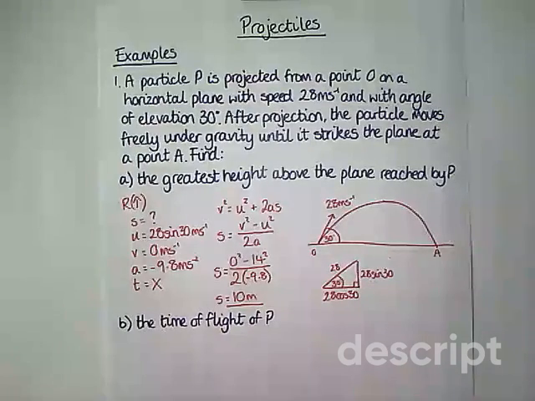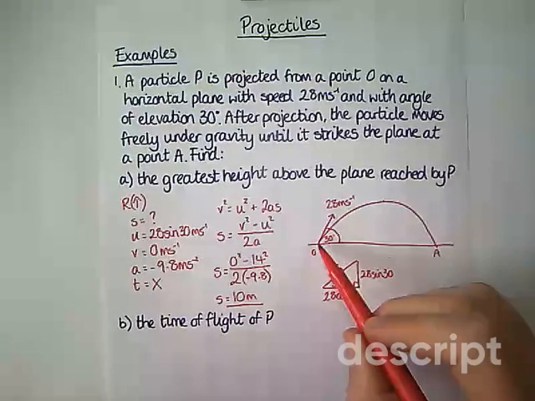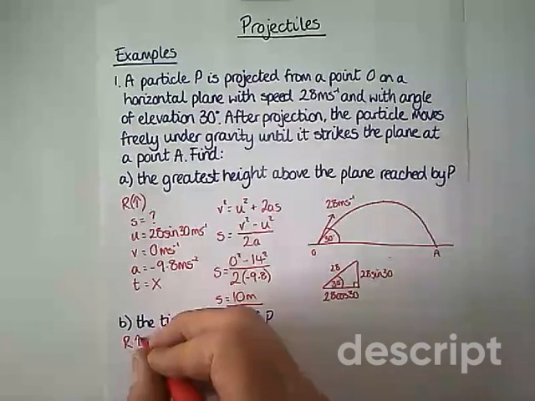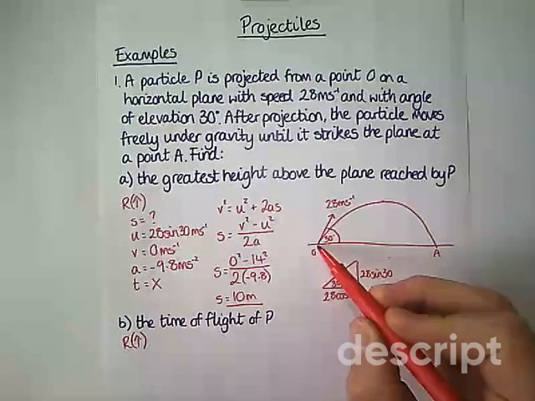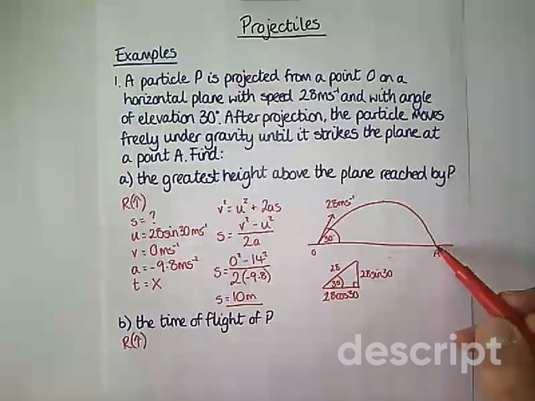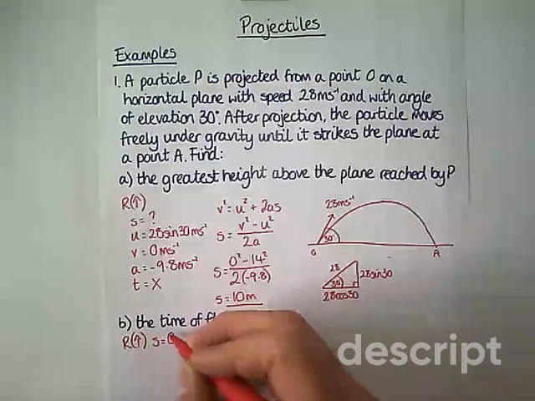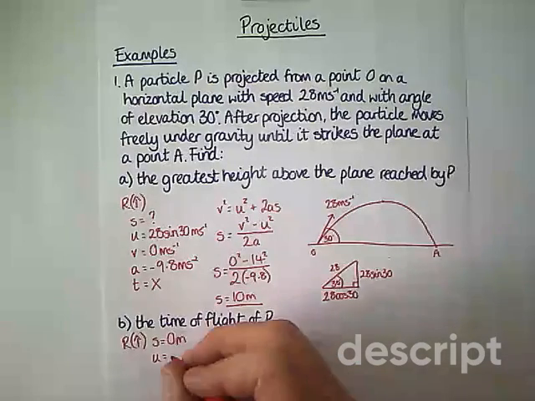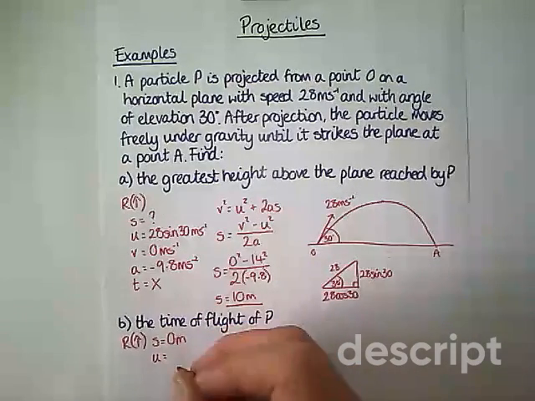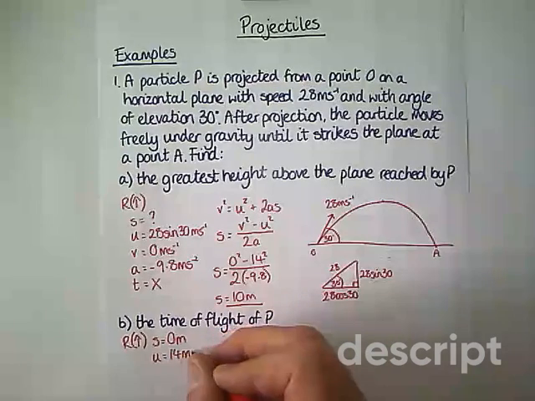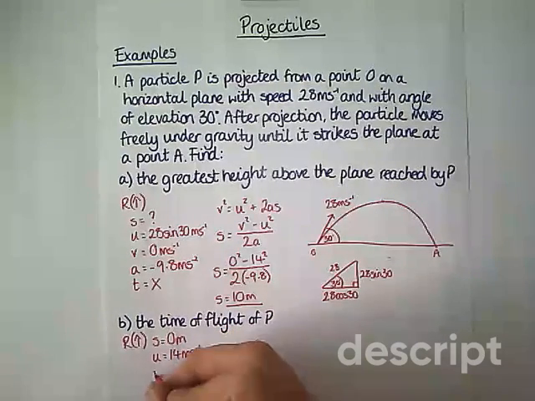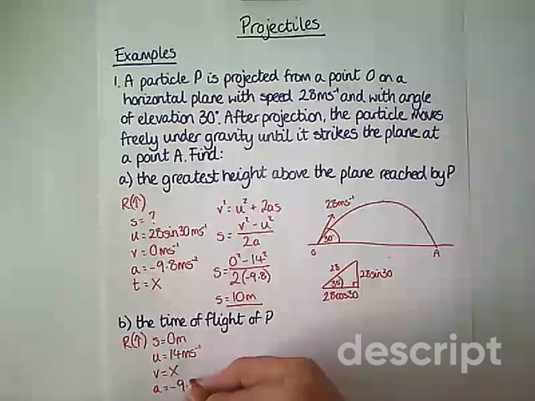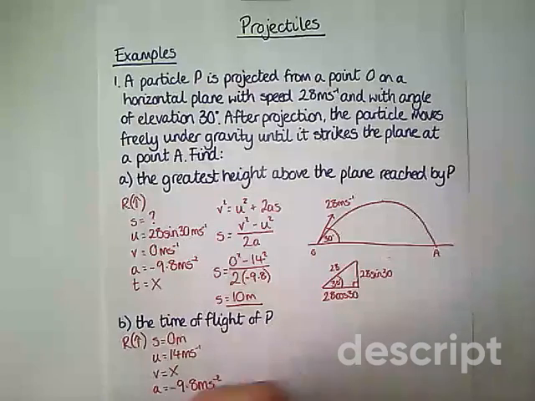Second part of the question, we want to find the time of the flight, so how long it's taken to get from O to A. So again, we're going to resolve vertically. But this time, we want our displacement to be the same as it was at the start. So S is going to equal 0. Our vertical displacement is going to be 0. Our initial vertical velocity is the same. So we can write 28 sine 30 or 14 meters per second. V, we don't have or don't want this time. Our acceleration is due to gravity again, so it's minus 9.8 meters per second squared, and t is what we're trying to find.